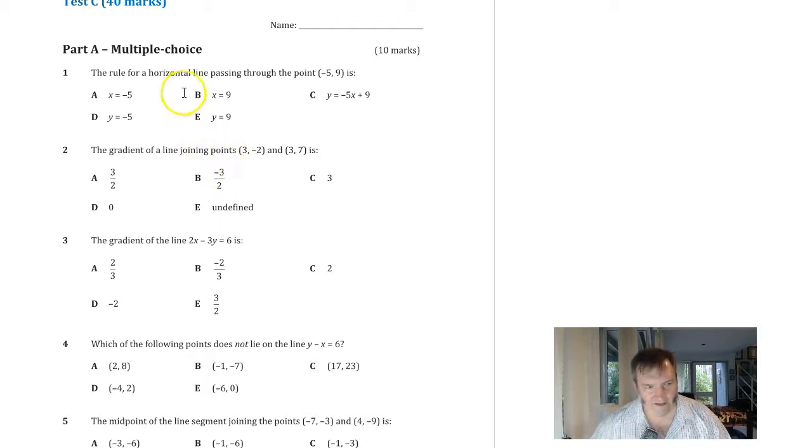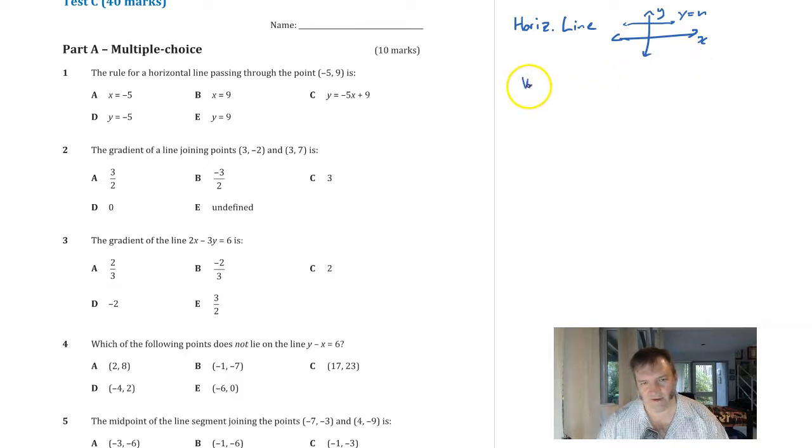Anyway, question 1 here. The rule for a horizontal line passing through the point (-5, 9) is. So a horizontal line, remember every horizontal line, if we have a set of axes here, y and x, every horizontal line has the same y coordinate all the way across. So the line is always going to look like y equals a number.